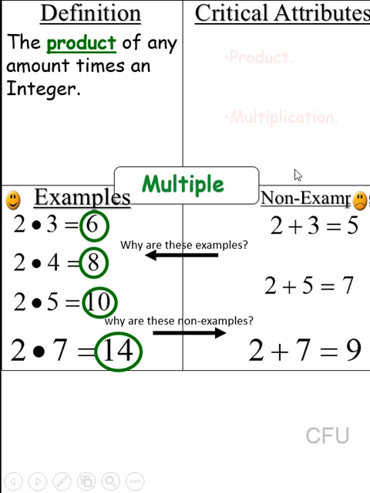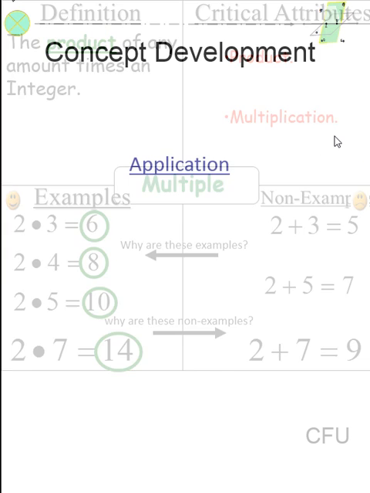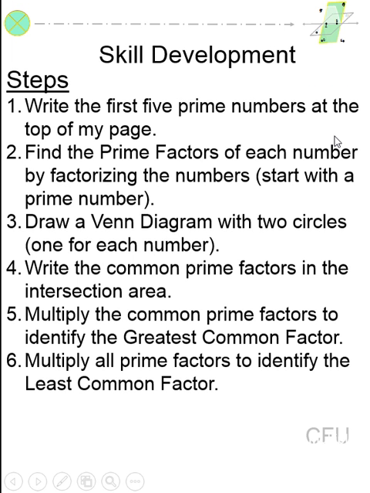Okay, so it has to be a product and there's multiplication involved. Yes? All right, so with that said, copy these 6 steps only. It says, step number 1, write the first 5 prime numbers at the top of your page.